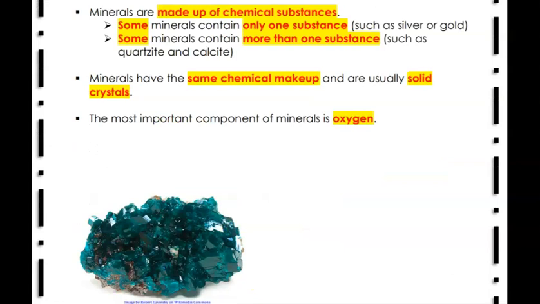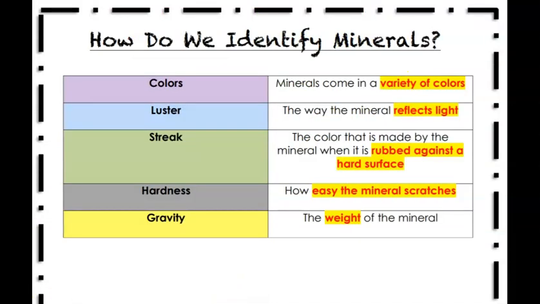Minerals have the same chemical makeup and are usually solid crystals. The most important component of minerals is oxygen. And down here, I have a picture of a mineral. Now, we're identifying minerals the same way we identify rocks. So we have colors. Minerals come in a variety of colors. Luster, the way the mineral reflects light. Streak, this one is new. The color that is made by a mineral when it is rubbed against a hard surface.